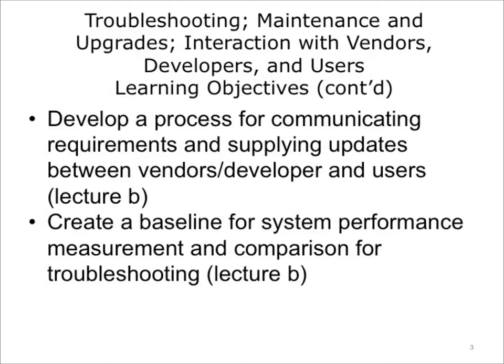In the second part of our lecture, we will shift gears a bit to discuss troubleshooting, maintenance, and upgrade strategies. We will discuss the importance of creating a baseline for measuring system performance. What is a baseline? What to measure? Finally, we will talk about interactions between vendors, developers, and users, and the importance of developing a process for communicating requirements and supplying updates. We will briefly discuss the importance of client-vendor relationships and offer some suggestions for ensuring a healthy and long life together.